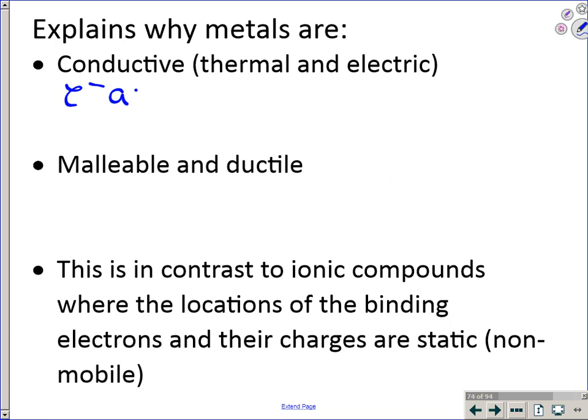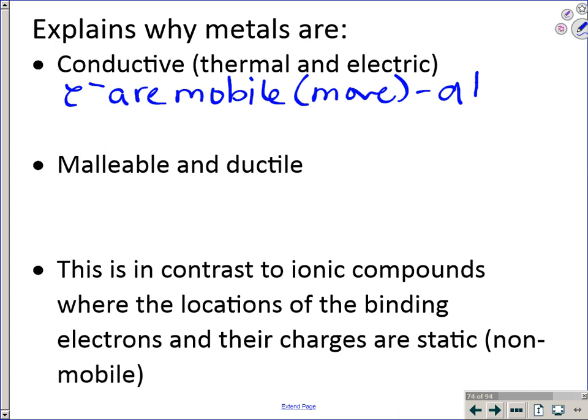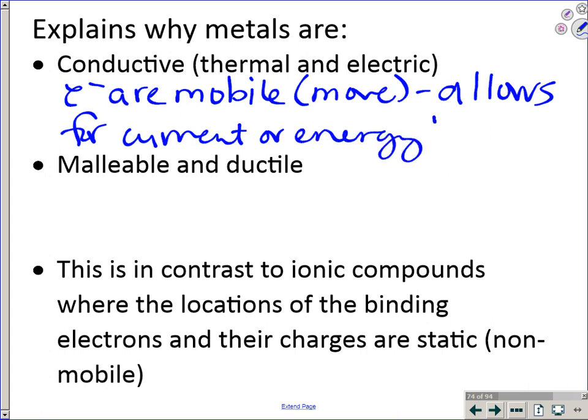If electrons are mobile, they can move. It allows for current or energy to flow. That's all conductivity is. If electrons are able to move, you can pass a current, like electrical charge or heat energy, through them, and they carry it on to the next one, to the next one, to the next one. That's why maybe after 5 minutes of a cast iron skillet being on the stove, you do not want to touch that thing, because that has already allowed all the energy to transfer through it.